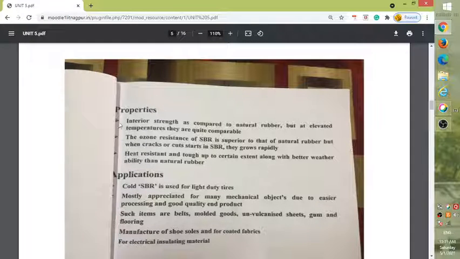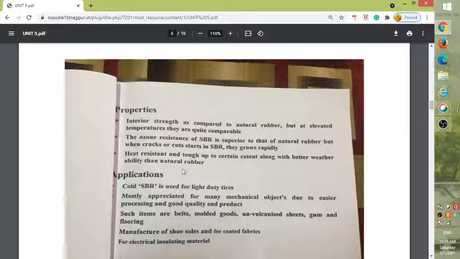Properties. Inferior strength as compared to natural rubber, but at elevated temperature they are quite comparable. The ozone resistance of SBR is superior to that of natural rubber, but when cracks or cuts start in SBR they grow rapidly. Heat resistant and tough up to a certain extent, along with better weatherability than natural rubber.